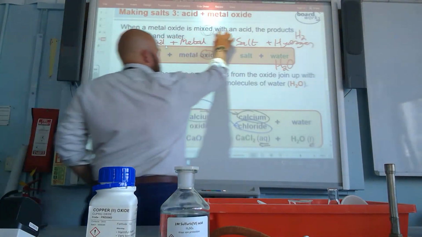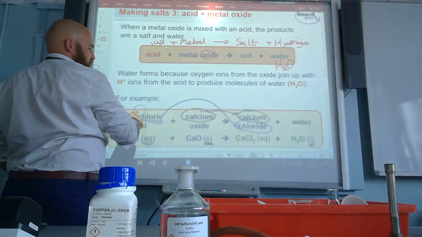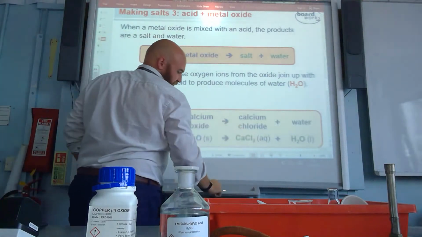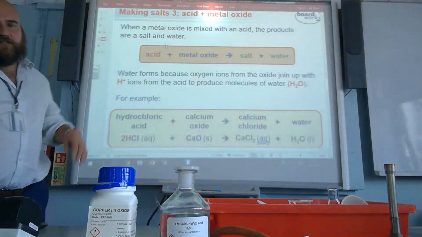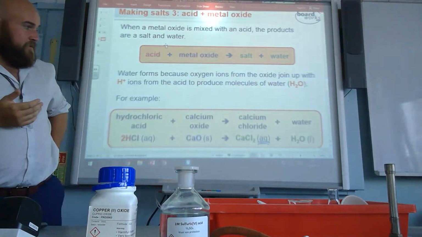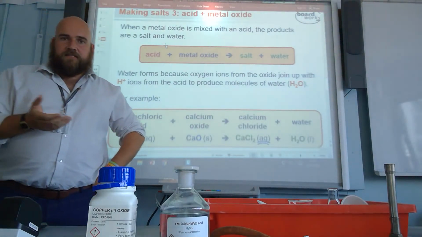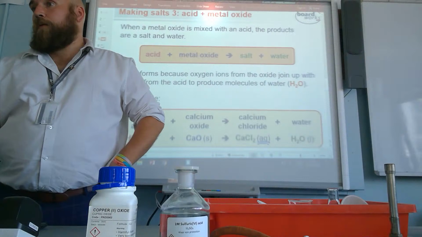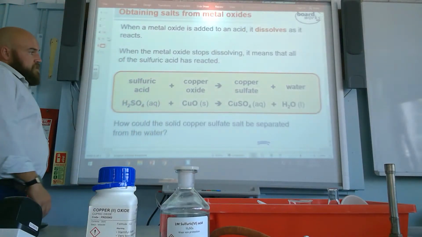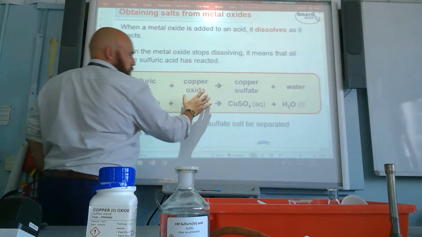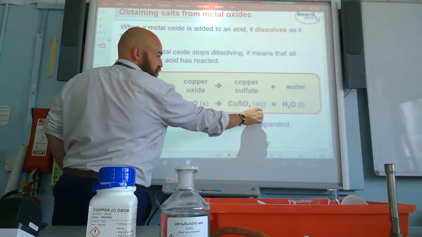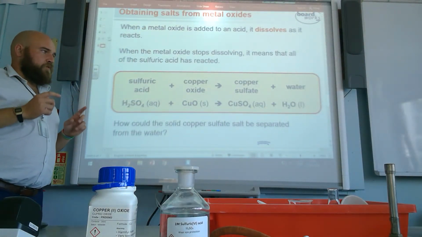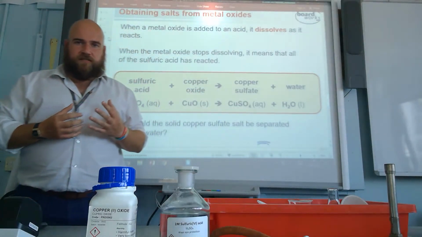So we're going to have a look now at actually making a salt. Because you can see most of the time, and this is a classic example, the salt that's produced is in solution. And we need to do something to try and get the solid crystals out, because we use a lot of salts in things like fertilizers and a lot of agriculture, actually. And we're going to look today at making copper sulfate. So this is my reaction. I'm going to take some sulfuric acid. I'm going to add copper oxide. It's going to make copper sulfate solution and water. And here's the question. How could the solid copper sulfate be separated from the water? So how will I get solid copper sulfate crystals back?